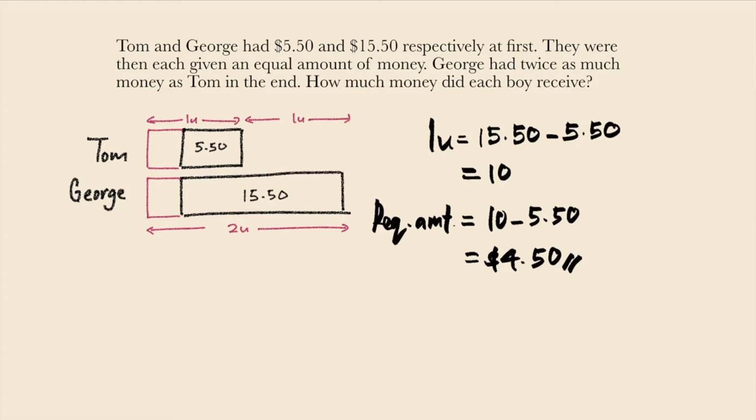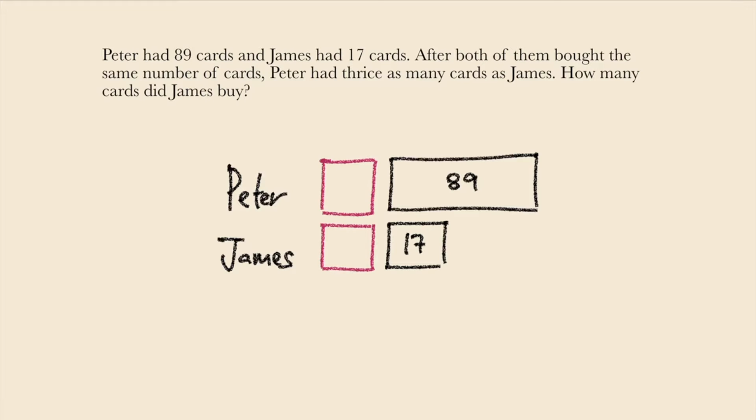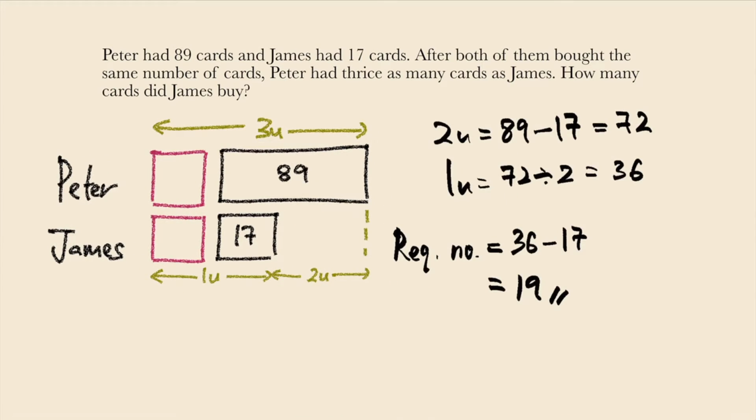That's $450. Peter had 89 cards, James had 17. Both of them bought the same number of cards. So this is adding the same number. And after that, Peter had 3 units when James had 1 unit, telling us that this difference here would represent 2 units. So let's take the difference between 89 and 17. So that would be 2 units representing 72, 1 unit 36.